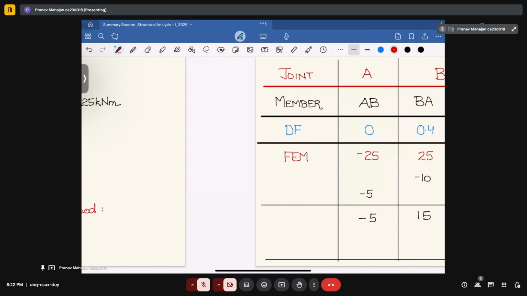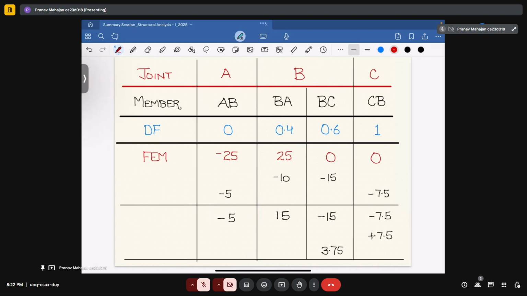So 25 is divided into minus 10 and minus 15 based upon their distribution factors, and their corresponding carryover moment will be provided at span A and span C. That will give us the cumulative value equal to minus 5, plus 15, minus 15 and minus 7.5. Again, you have the hinge support, or you can say roller support at C, so no moment will come at C.